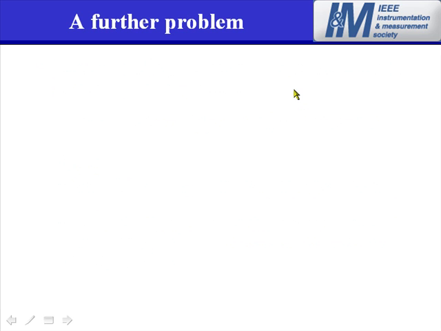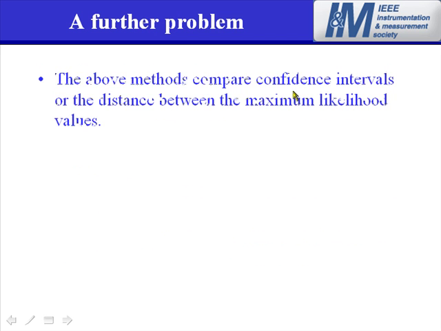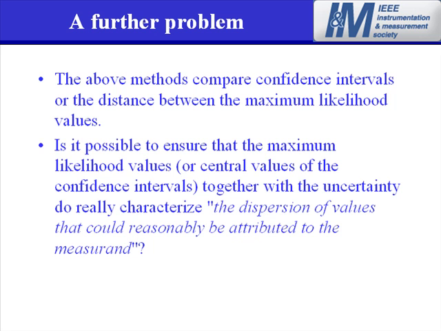Well, now I expect you to ask me a question. The methods we have discussed until now compare confidence intervals, or the distance between maximum likelihood values. But how is it possible to ensure that the maximum likelihood values and their associated uncertainty really characterize the dispersion of values that could reasonably be attributed to the measurand? In other words, how can we be sure that we don't define an interval here and the measurement value falls there? This is another big problem.